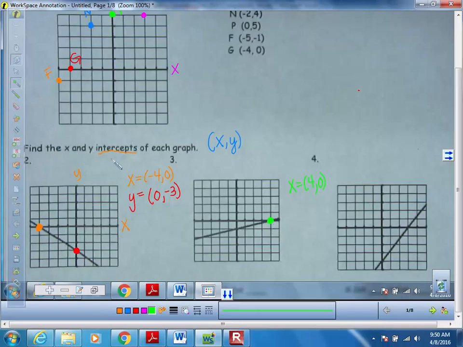The x and y intercepts will always have a 0 in it. So if you're looking at the x-intercept, the y is always going to be 0. Now for the y, Courtney, how would you write where this intersects? 0, -1. Very good.